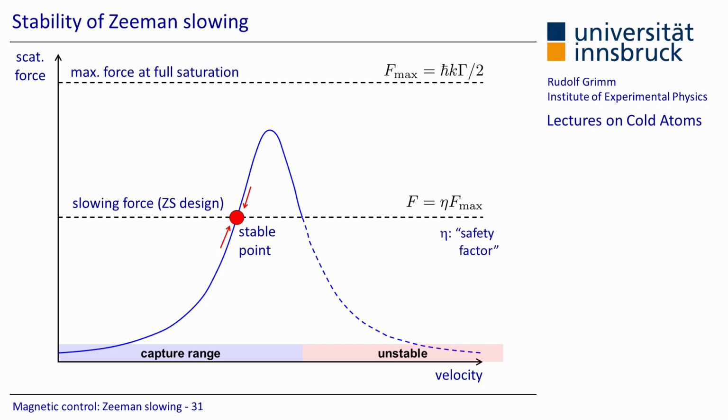So that's very important. You have this capture range and the unstable region, and you can define now the stable velocity as the velocity at the stable point, and you can define a maximum capture velocity here on the other side of the Lorentzian profile, which is typically 2 times the saturation broadened line width larger than the stable point velocity. Details depend on the safety factor one has chosen.